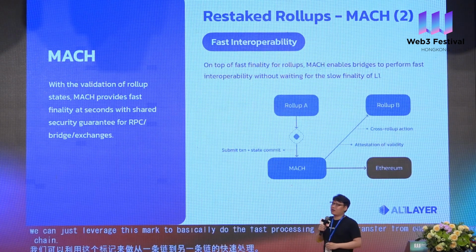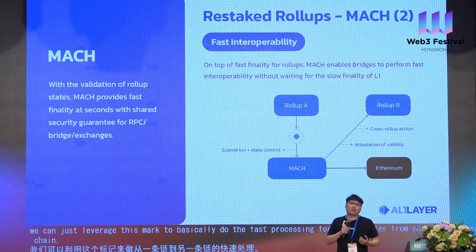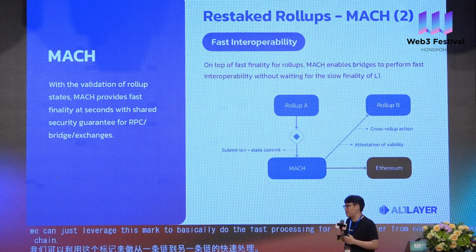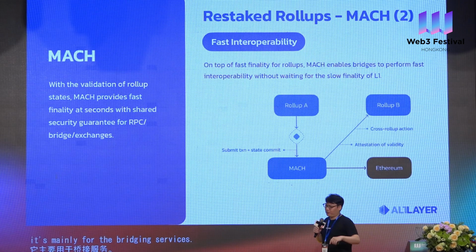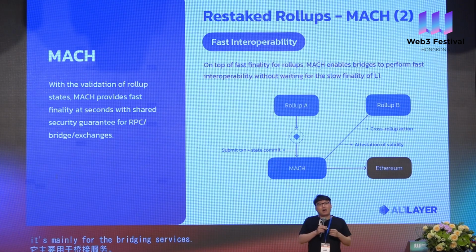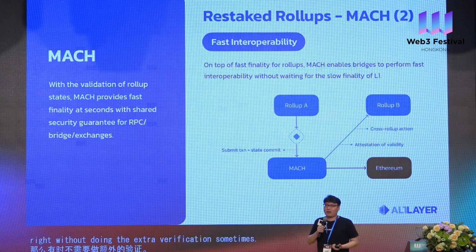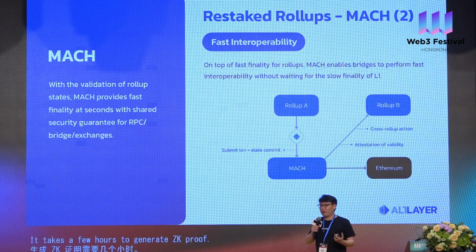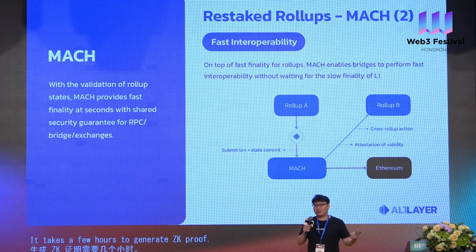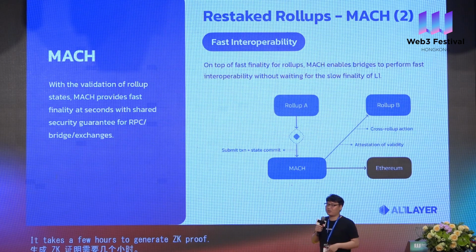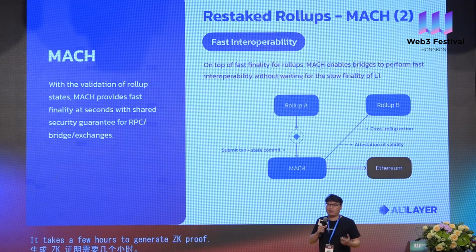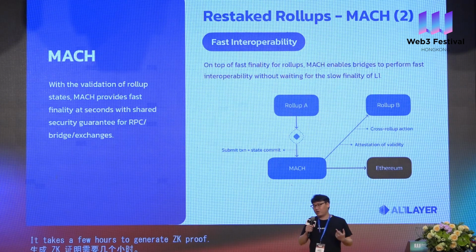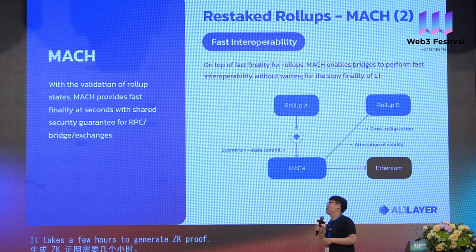And beyond that, the example I just mentioned is mainly for bridging services. Because right now, if we just trust a single sequencer without doing the extra verification, for an optimistic rollup it's a 7-day challenge period. For a ZK rollup, it typically takes a few hours to generate a ZK proof. So a lot of bridges want faster finality. For example, they want to do the transfer within a few seconds. In that case, either they blindly trust a sequencer, or they can leverage the existing network, MARC.